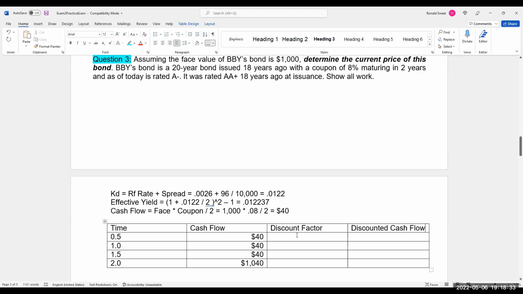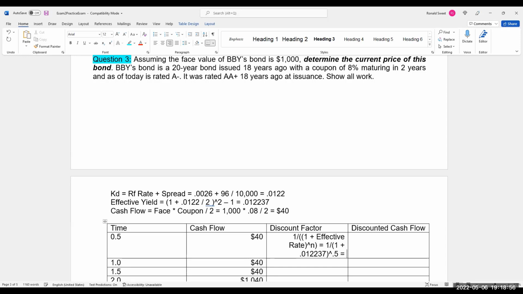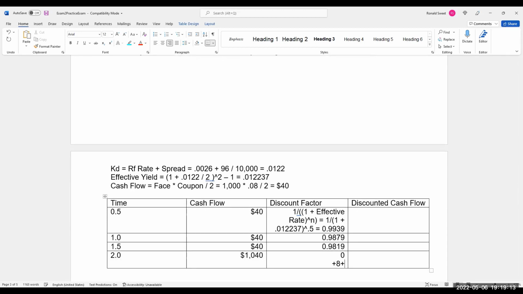Our discount factor is going to be 1 divided by 1 plus the effective rate raised to the time. So I'll just do the first one. It's going to be 1 divided by 1 plus 0.012337 raised to the 0.5. And when you do that, you should get 0.9939. Here you raise it to the first power, and you should get 0.9879. Raise it to the 1.5 power, 0.9819. The last one, 0.9760.